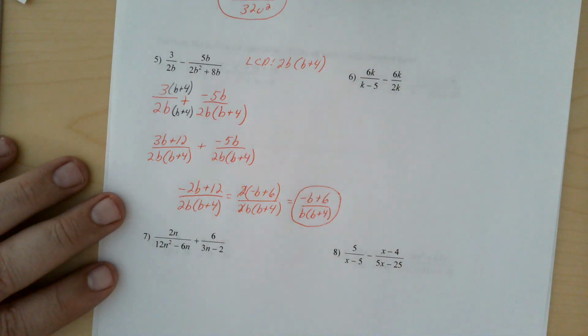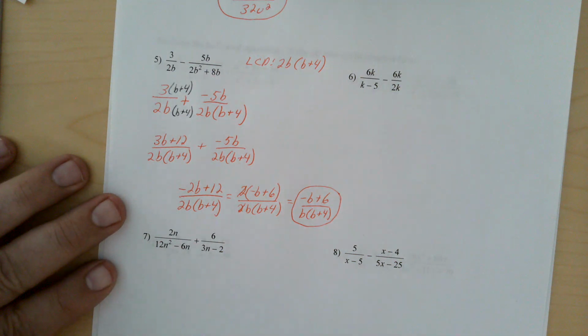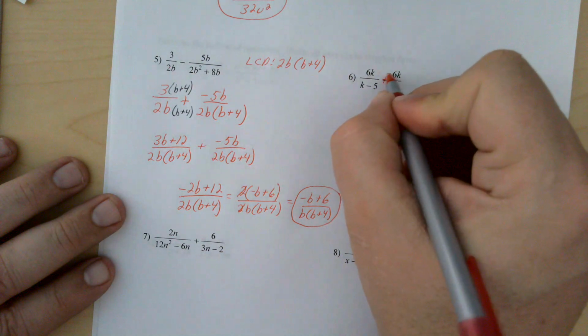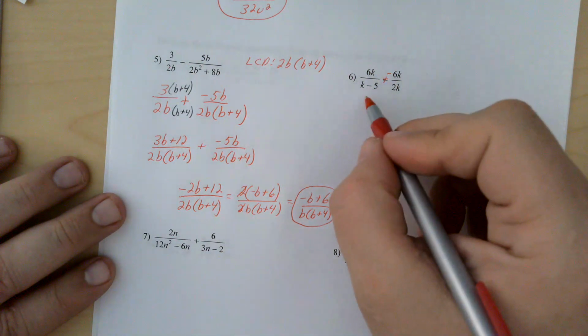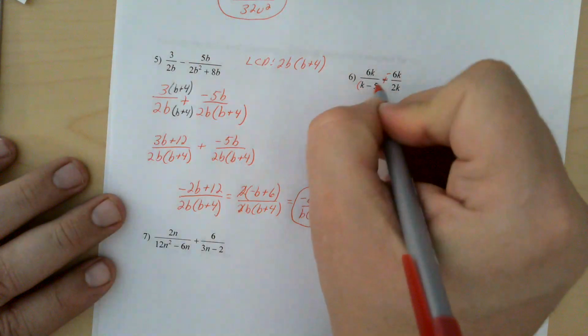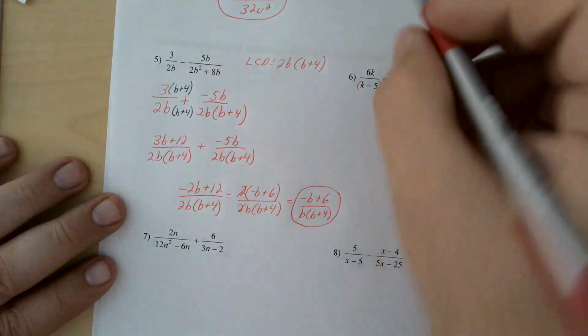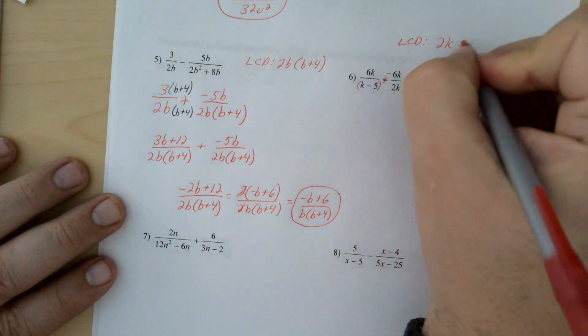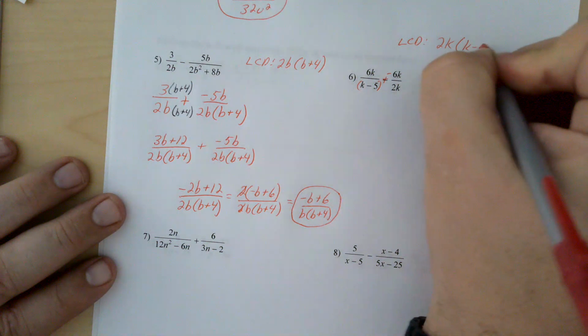There's my answer. Okay, it's in simplest form. Okay, the next one, again, plus and a minus. So both denominators can't be factored. So this is a factor and 2k is a factor. So my LCD must contain a 2k and a k minus 5.